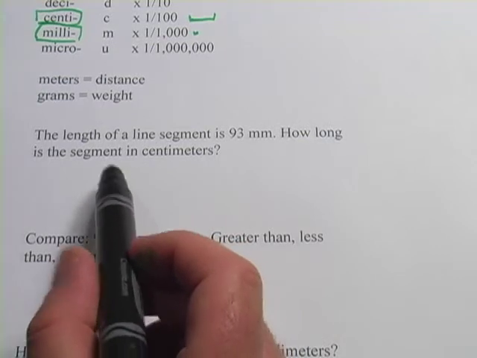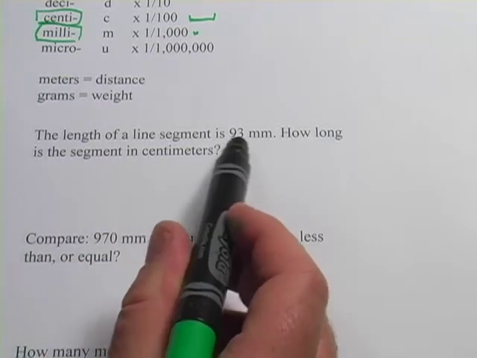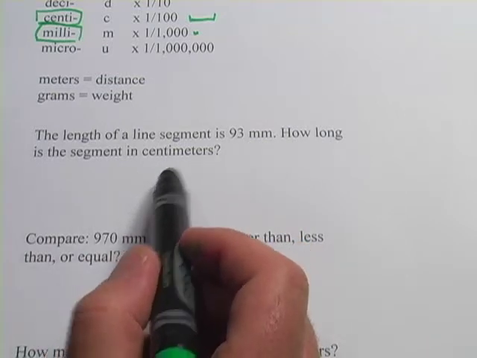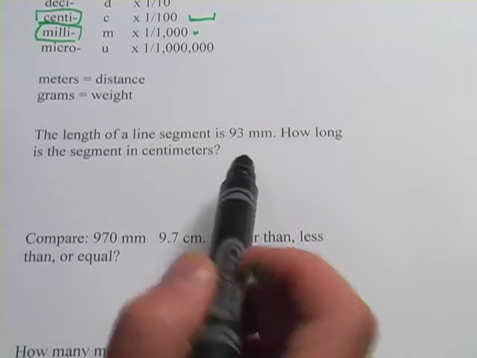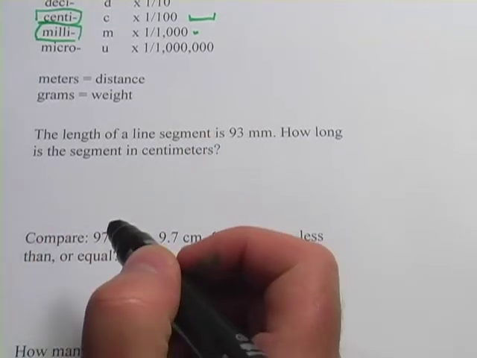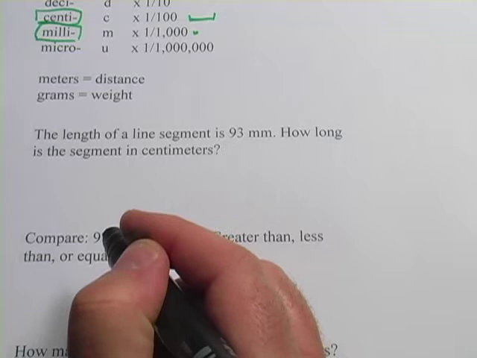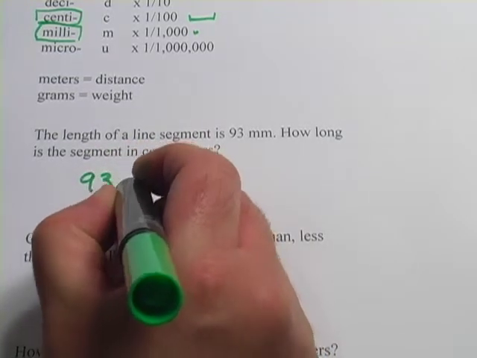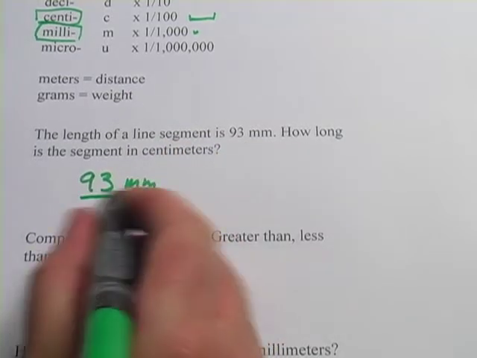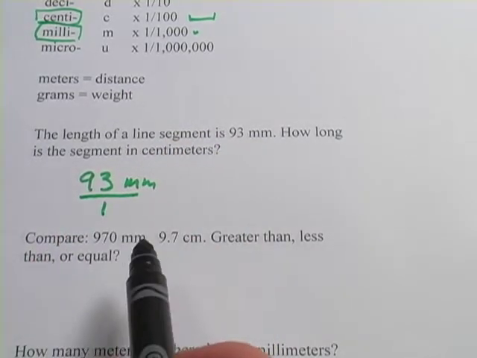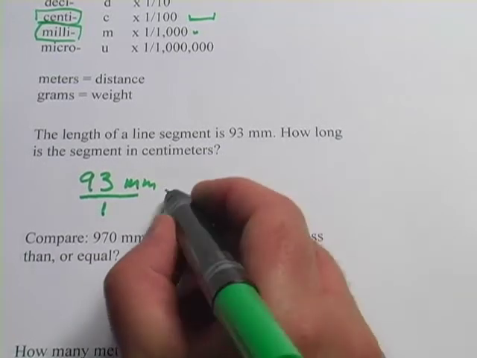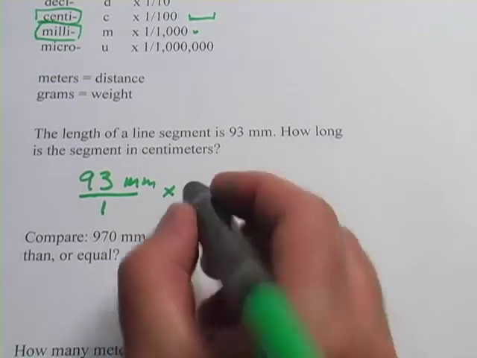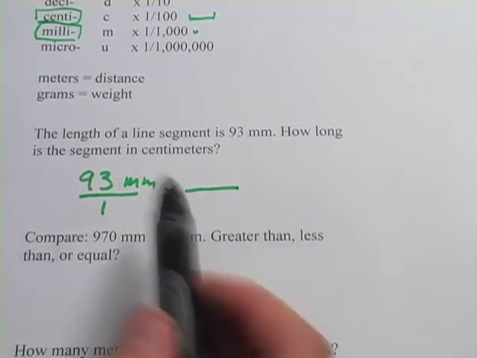This first question says, the length of a line segment is 93 millimeters. How long is the segment in centimeters? So what we want to do here is convert with a conversion factor or a unit multiplier. We start with the number they gave us. This is 93 millimeters. And then I always write it as a fraction because these are problems where you multiply fractions. And what I want to do is multiply it by a conversion factor, a unit multiplier, whatever you want to call it. It's also going to be a fraction that converts this to centimeters.